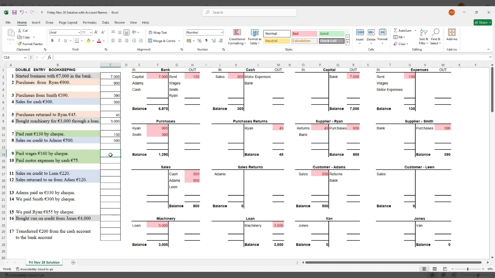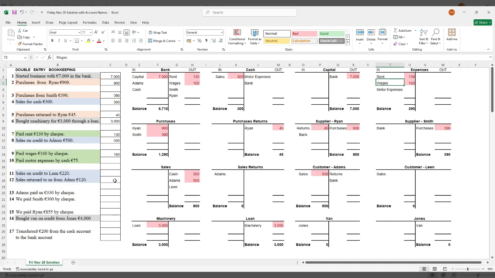Paid wages by check, 160. Again, out of the bank, that's the main thing. Basically, out of the bank, and basically, where does it go? Wages, 160. Out of the bank account, yeah, I just lost track there. Wages out of the bank, 160. And again, over into the expense account, 160. Wages, that's what it's for.